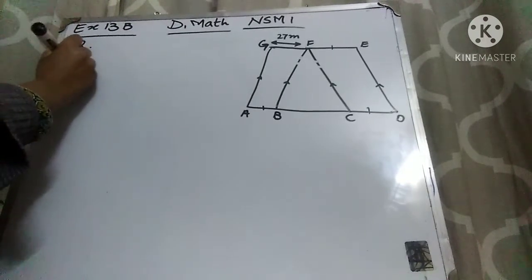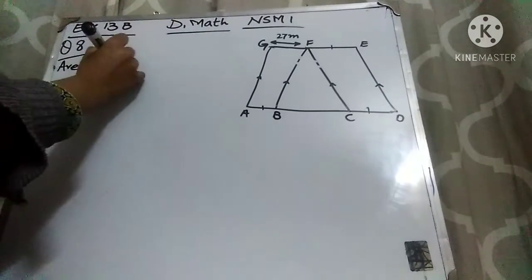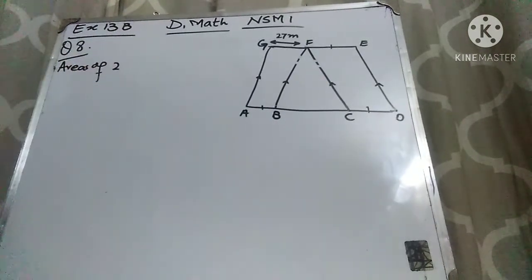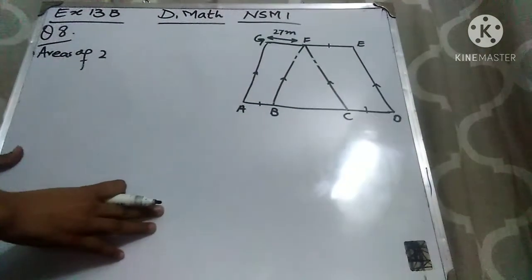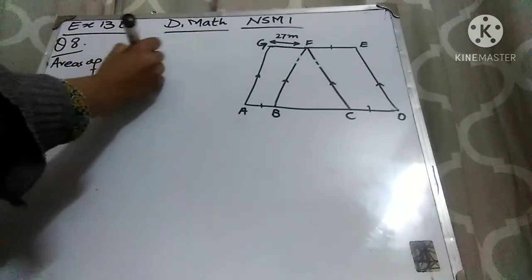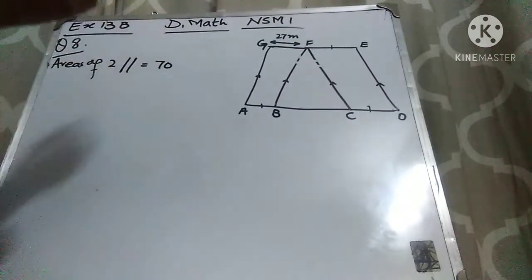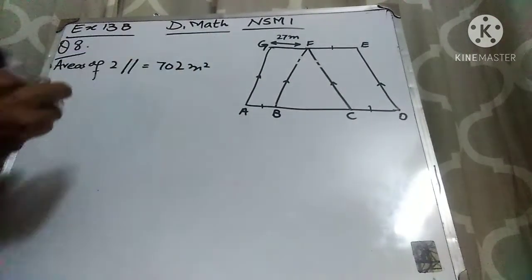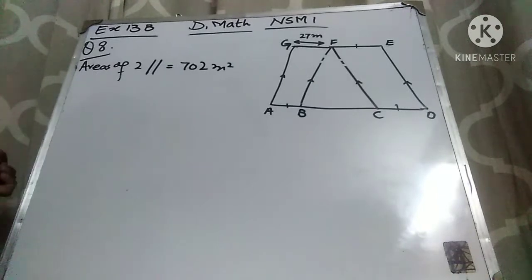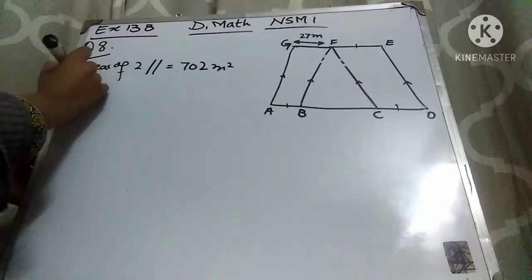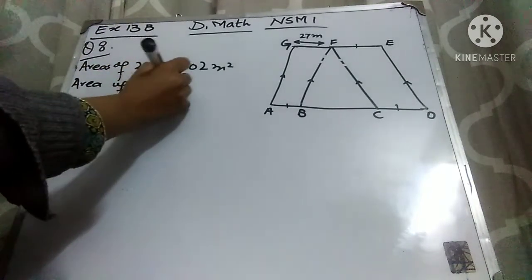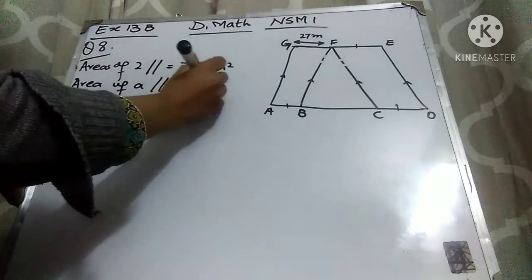It has been told that the area of two parallelograms, I will use a symbol instead of writing parallelograms, it will save time, is equal to 702 meters square. So we can find out the area of the first parallelogram. Suppose I'm finding out the area of this parallelogram. Area of a parallelogram is equal to, so this 2 is multiplying over here, and it will come to this side, it will divide.